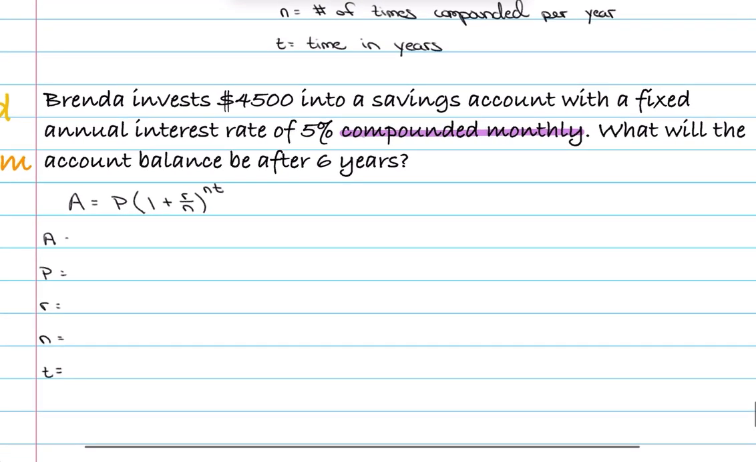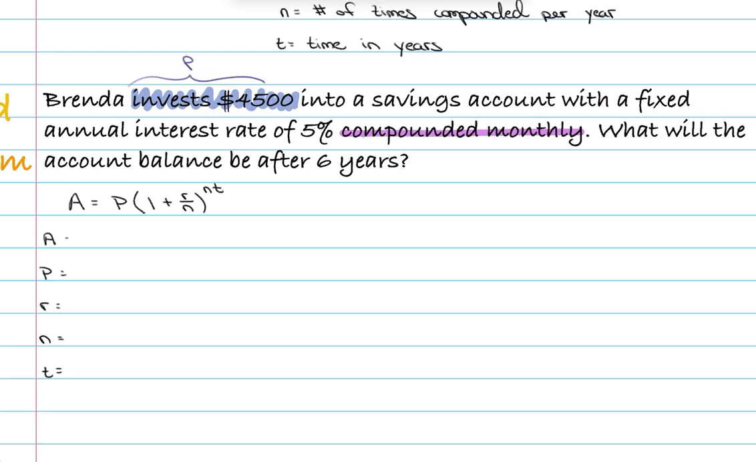Brenda invests $4,500 into a savings account. Well, I'm going to stop right there. So Brenda invests 4,500. So that's how much she's starting with, right? She's going to start with that 4,500 and that's what she's going to invest. So that means that this right here, your starting amount, how much you're investing, that's your P. So I'm going to put 4,500 right here for my P.